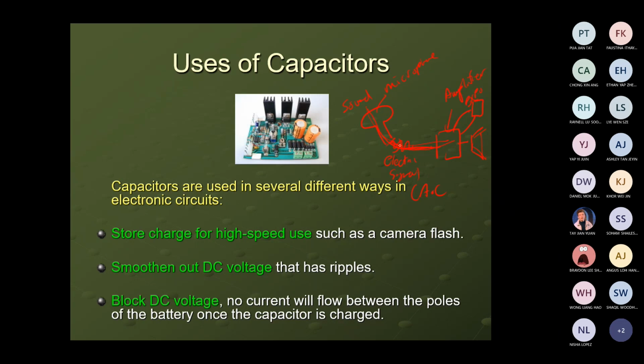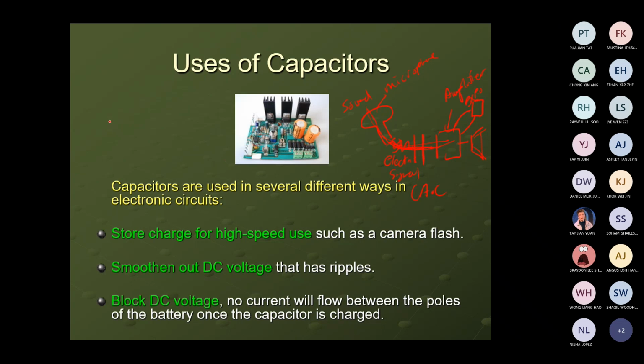So how do we do that? We place a capacitor between the microphone and the amplifier. A capacitor will allow the alternating current to pass by, but block the direct current from flowing.